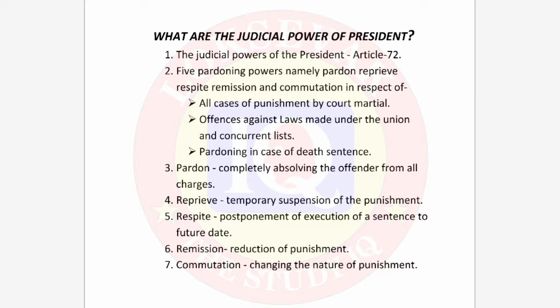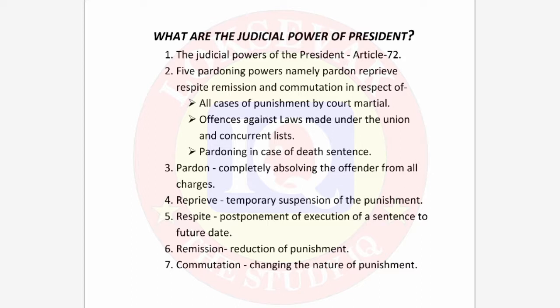And respite means postponement of the execution of a sentence to a future date. Suppose a punishment is given on a particular date, but respite is given, and then there is postponement of the execution of the sentence to a future date. Remission means reduction of punishment. Suppose a life sentence is reduced to imprisonment for 10 years. And commutation is changing the nature of punishment. For example, a death sentence is changed to life imprisonment.